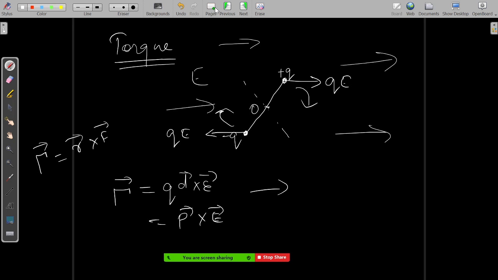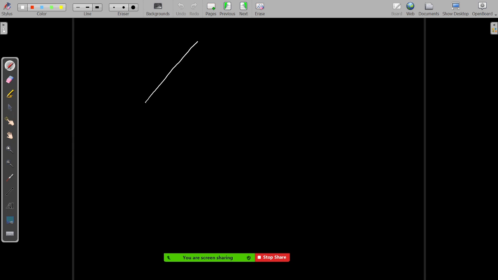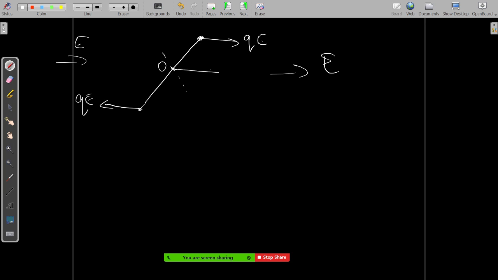Let's say this is the point of origin, so it is fixed at this point. There is a force QE, and there is a force QE in this direction also. E is the electric field in this region, in which this dipole is kept. The electric field is in this direction, and let's say the initial angle is theta.